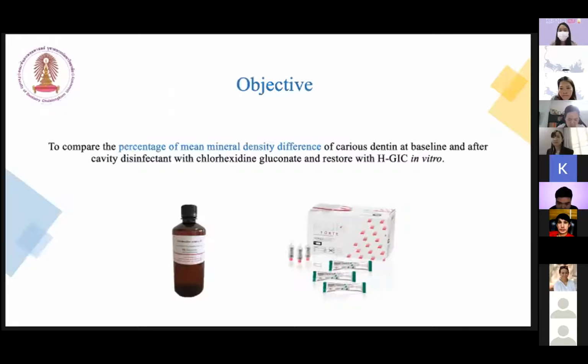So, the objective of this study is to compare the percentage of mean mineral density difference of carious dentin at baseline and after cavity disinfectant with chlorhexidine gluconate and restore with HGIC in vitro.